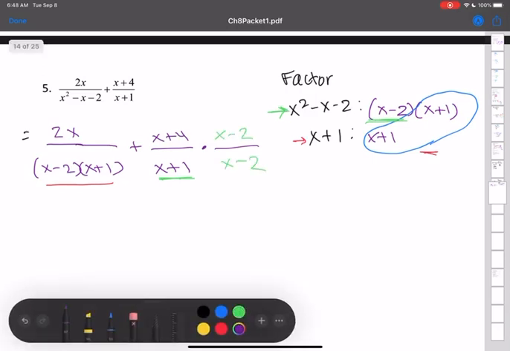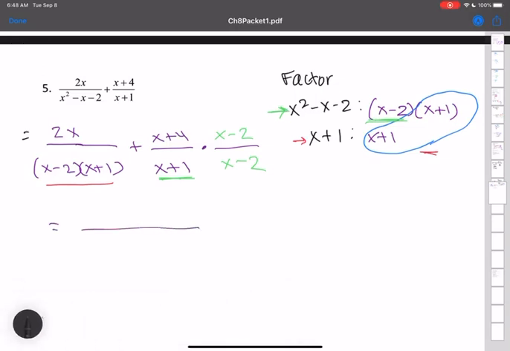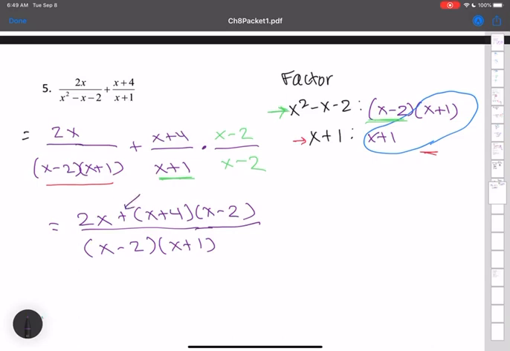So now we have our common denominator of x minus 2 times the quantity x plus 1. On the top, we just have 2x, and then we have plus this x plus 4 times the quantity x minus 2. We can't start canceling things out yet because of this plus sign right here. So what I want you to do now is to go ahead and FOIL out this second piece, combine like terms, see if you can factor.